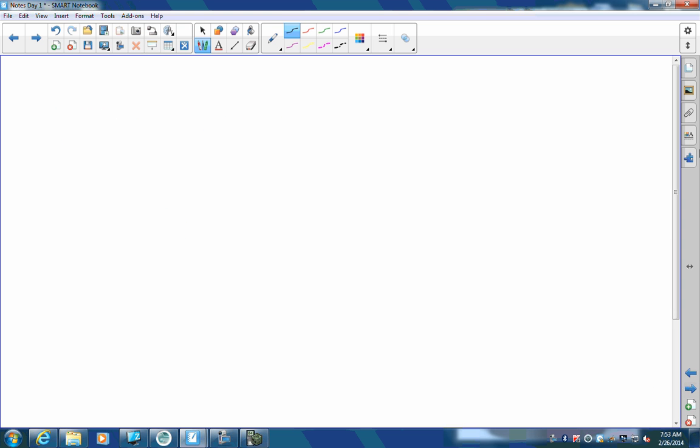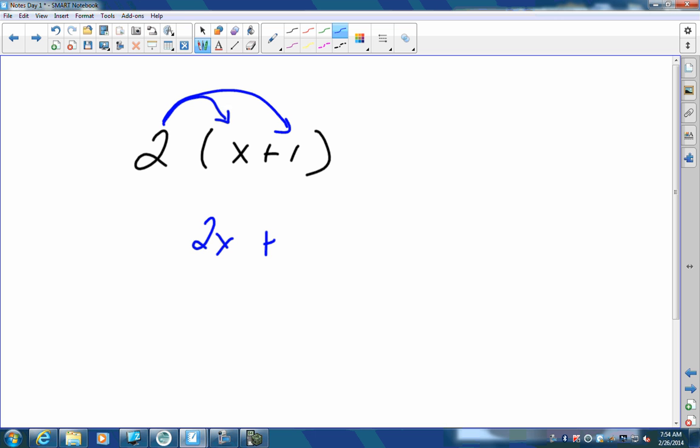Now, the question becomes, why do we do this? Now, what I want you to understand, here's what we've done in the past. 2 times x plus 1, right? This was what we did in our last unit. We did the distributive property and got 2x. 2 times 1 is 2, right? We did the distributive property.